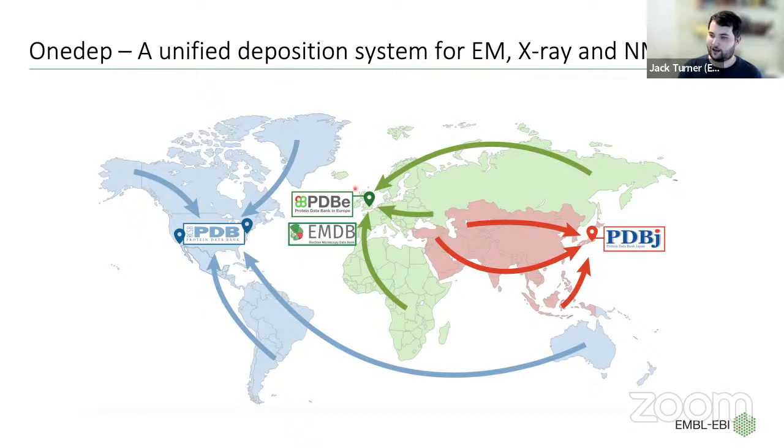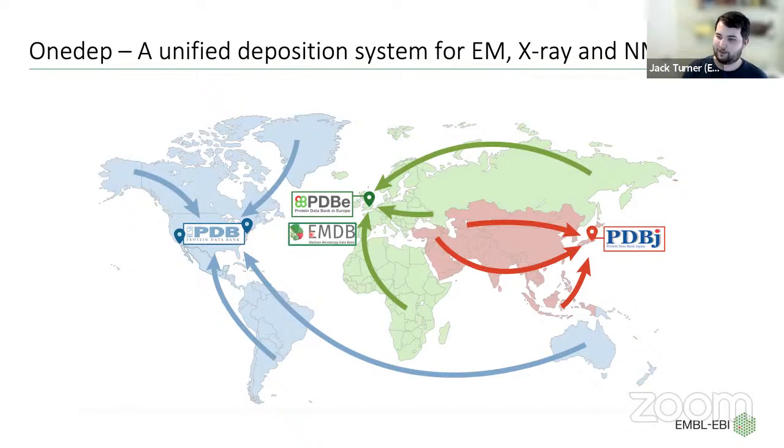We have 3 sites throughout the globe. So we've got PDBJ in Japan, we've got PDB and EMDB where I work in the UK, and then RCSB in the US. The way that the OneDep system is set up is that depending on where you deposit in the world, which country you're in, will depend on where your data goes for the lifetime of annotation.